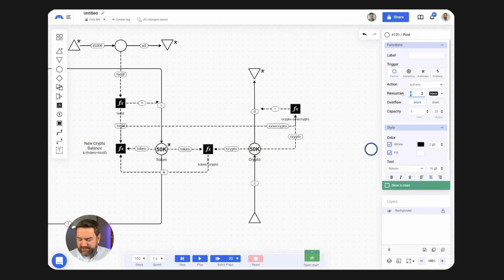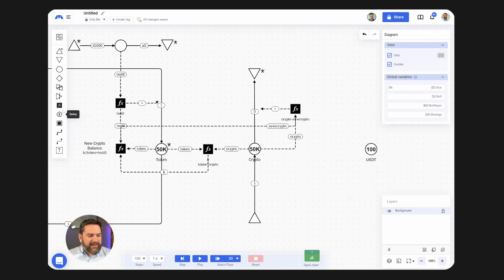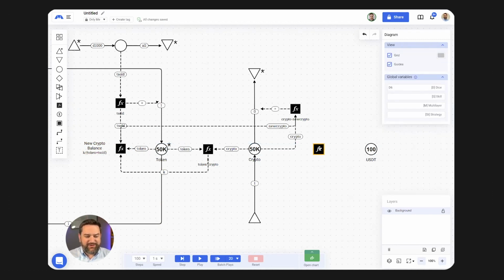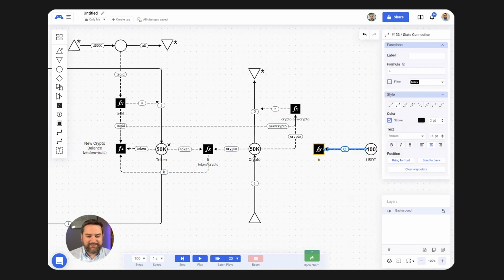So for this, I'm going to do this in cents, and we're going to do a US dollar tied coin. So let's do USDT. And I'm then going to have a register, and this register is going to look at, well, what's my price? So I'm going to set this as price.